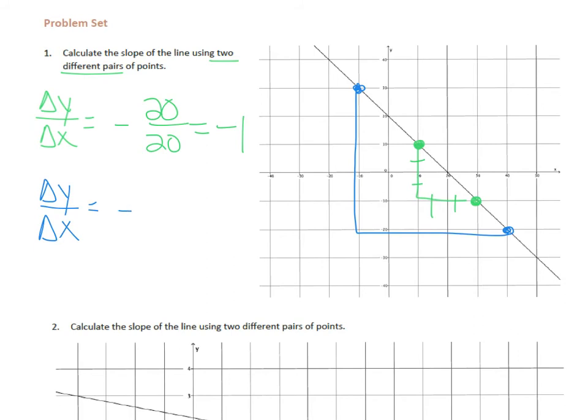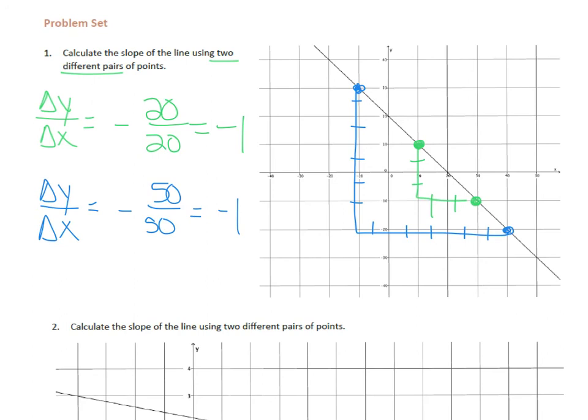I'm going to count my change in y. That's up and down. 1, 2, 3, 4, 5, but each line is 10, so that's going to be 50. My run, 1, 2, 3, 4, 5, but my scale is, each line is 10, so that's 50. Negative 50 over 50 is negative 1. Ta-da! I got the same number.